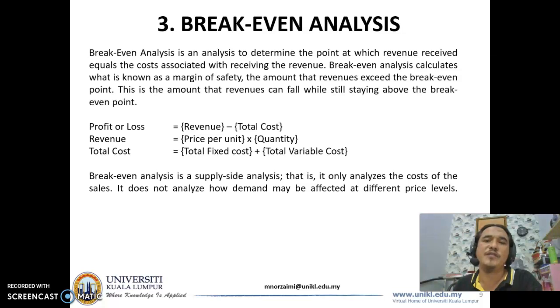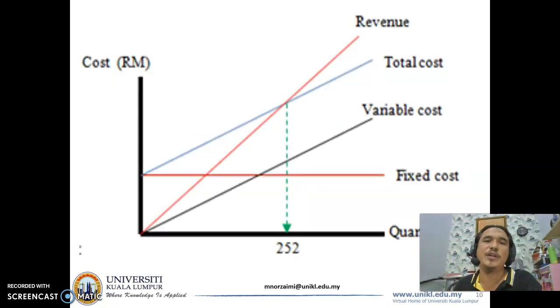So for the break-even, profit must be 0. Revenue is price per unit times quantity. For total cost, we have two types of cost, fixed cost and variable cost, so the total cost is fixed cost plus variable cost. Based on this information, we can calculate the break-even analysis. Then from the calculation, we will plot the break-even graph to determine the break-even point. In the break-even graph, we have revenue, which is total sales times selling price, total cost, fixed cost plus variable cost, we have variable cost, and we have fixed cost.